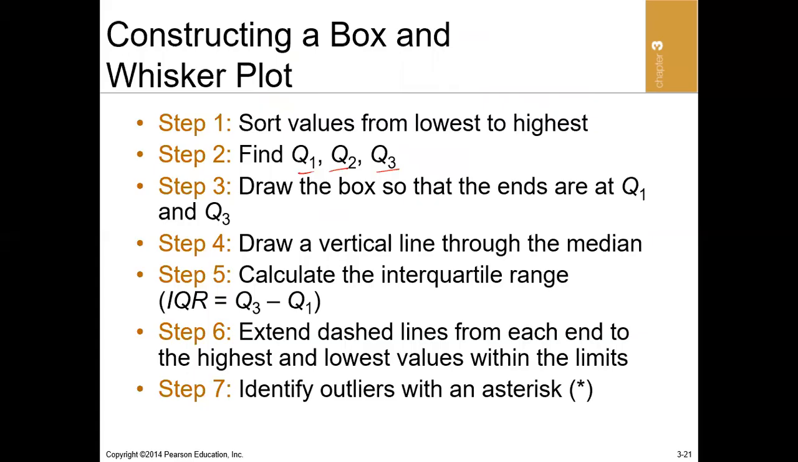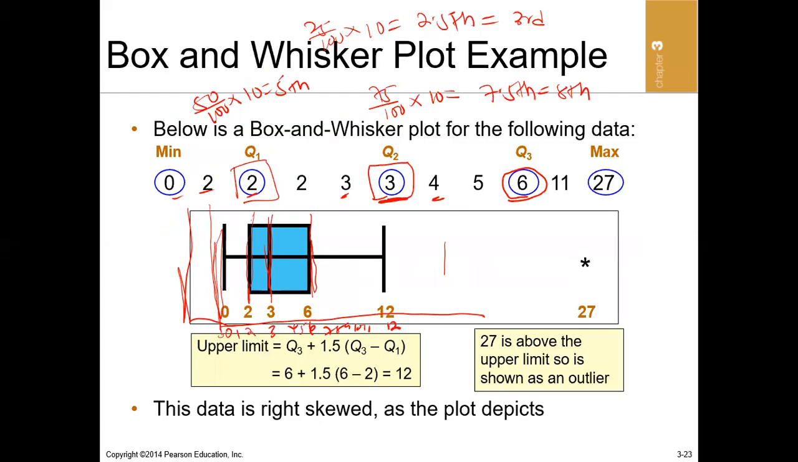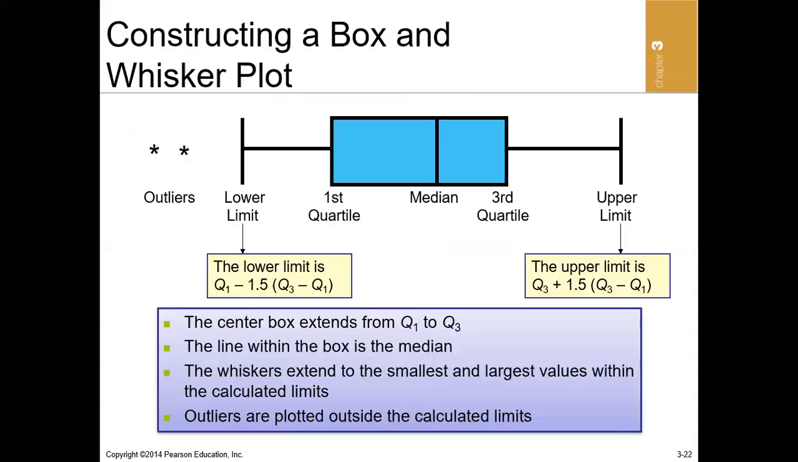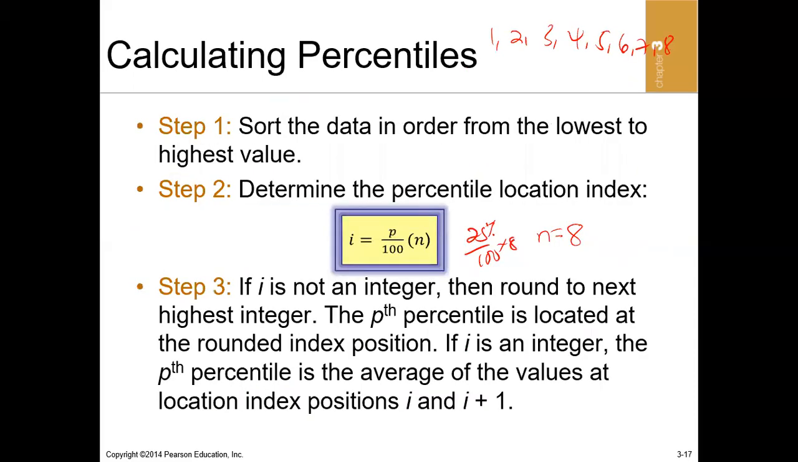The fifth step is to calculate the interquartile range. The interquartile range is Q3 minus Q1, the third quartile figure minus the first quartile figure. That will give you the interquartile range. So that one will be 6 minus 2, which is 4.